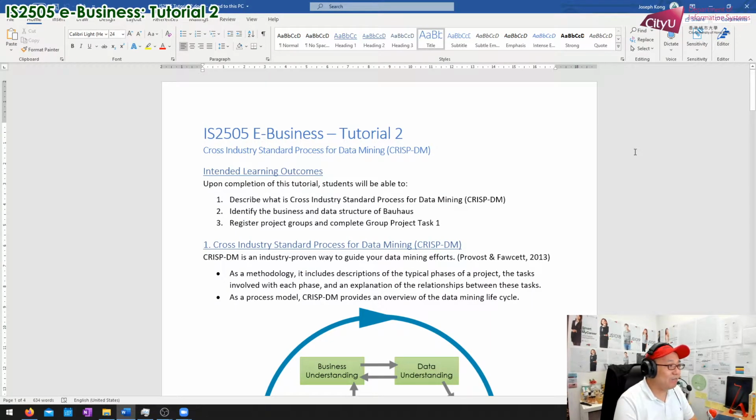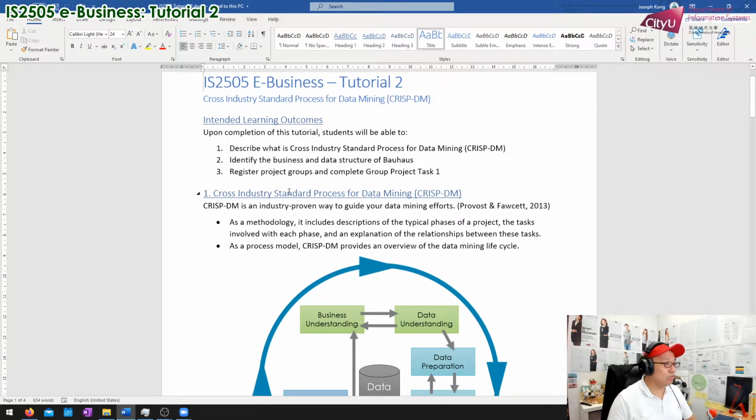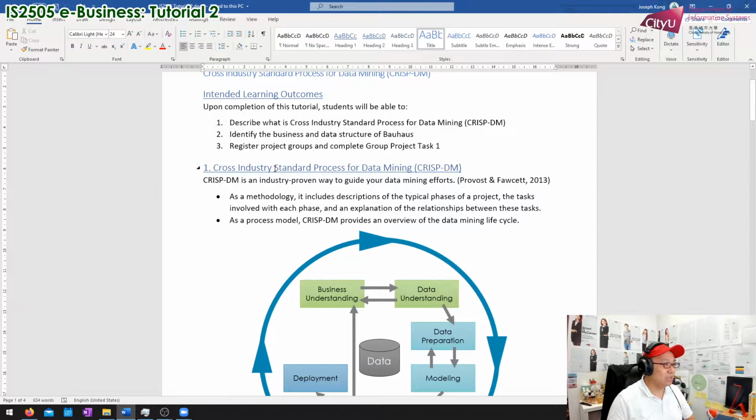The way we design our tutorial for this particular semester, and also for your group project, is that we follow a model called the Cross Industry Standard Process for Data Mining. What does it mean? It means a standard process in case you would like to use data mining methods to look at some business problem or do other things related to business. This is a good model for you to follow.